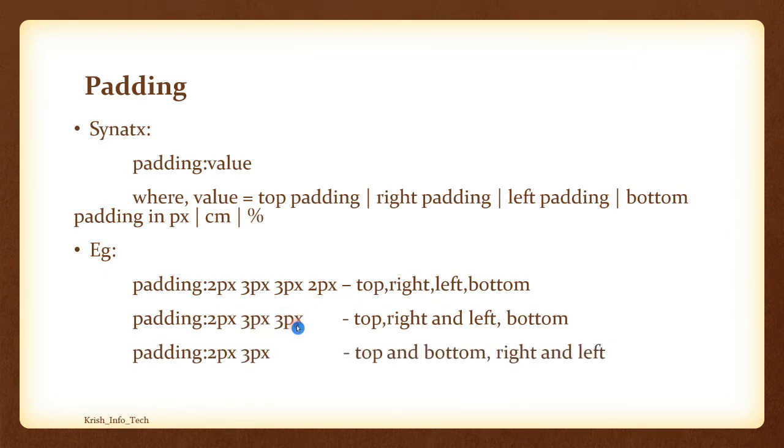When we are mentioning only two values, the first one will be taken for top and bottom, and the second one only for right and left. When you are mentioning only one value, all the four sides will be 2 pixels each. Okay, so this is how you can use padding.